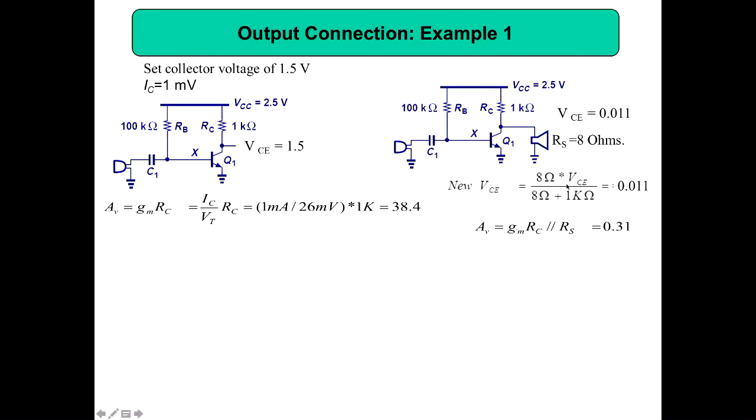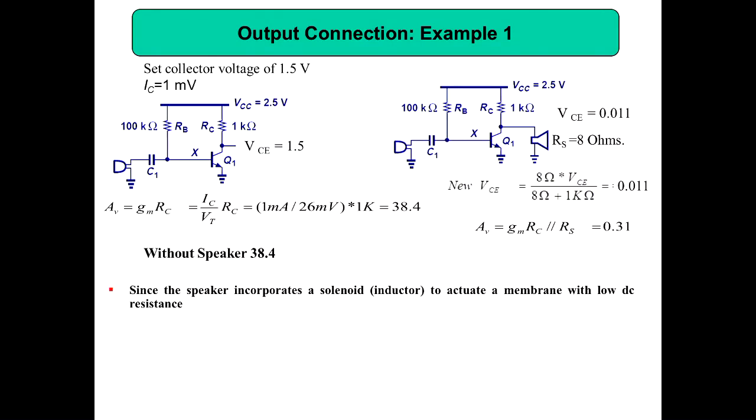Now you've got two issues. One is that your transistor goes into saturation when you connect your speaker. Then your gain is reduced to 0.31, so you don't have any gain; rather, it is attenuating. So it's gm into RC parallel RS, where this is 8 ohms. Then how can we solve this issue? That is the question. Without the speaker, the gain was 38.4.